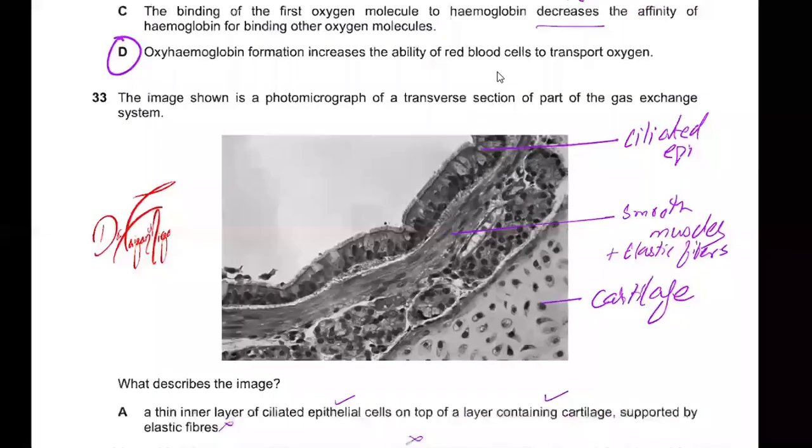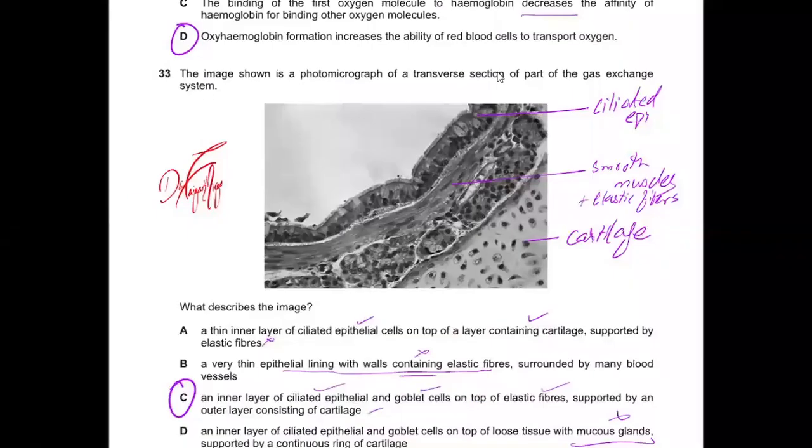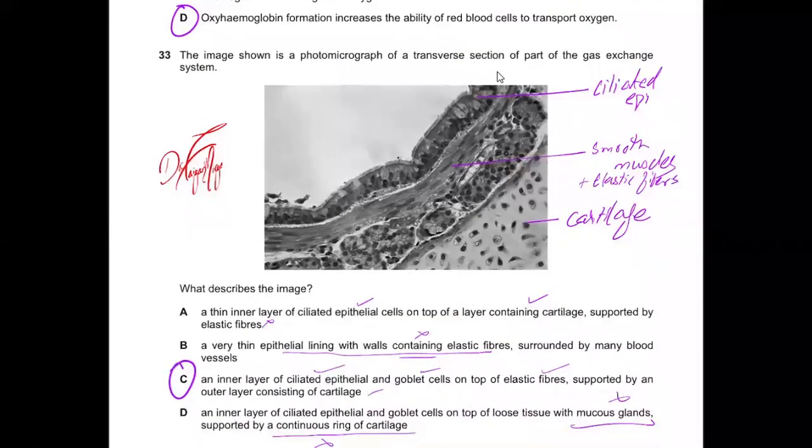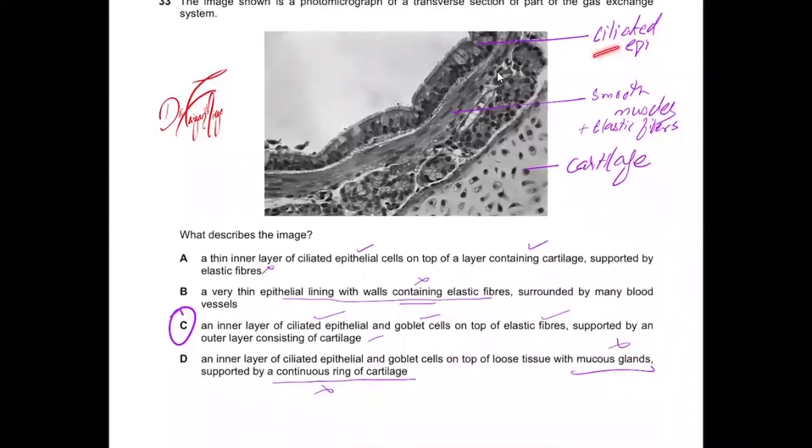So where are ciliated epithelial lining, goblet cells, smooth muscles and cartilage present? All three things are present together. All these can be found together with cartilage in trachea or in bronchi. They can never be in bronchioles.